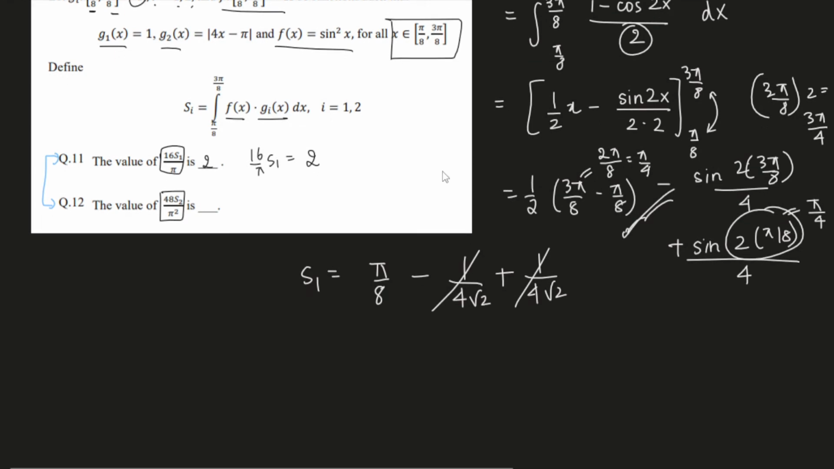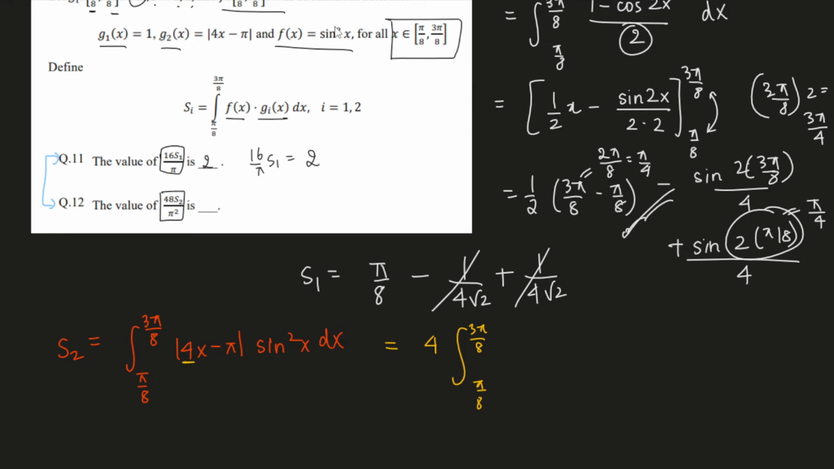The integral S2 is going to be equal to the integral from pi over 8 through to 3 pi over 8 of g sub 2 of x, so that is the mod of 4x minus pi, multiplied by sine squared x dx. Now, what we can do is factor out 4 from the modulus, and that will give us 4 times the integral from pi over 8 to 3 pi over 8 of the mod of x minus pi over 4, multiplied by sine squared x dx.